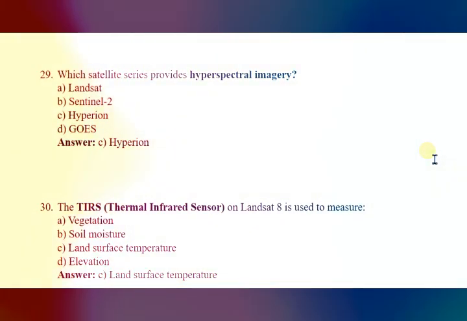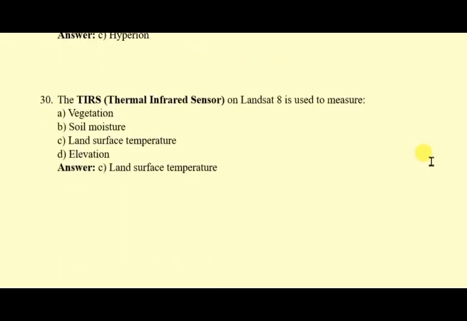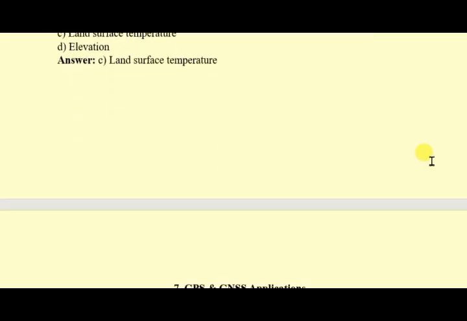29. Question. Which satellite series provides hyperspectral imagery? Landsat, Sentinel-2, Hyperion, GOES. Here the right answer will be Hyperion. The TIRS, thermal infrared sensor on Landsat 8 is used to measure vegetation, soil moisture, land surface temperature, elevation. Land surface temperature will be the correct answer.